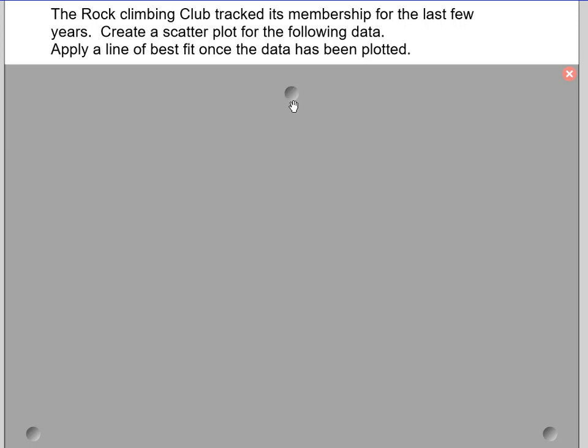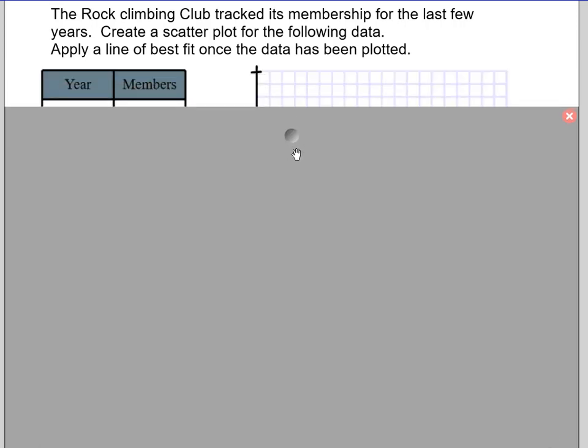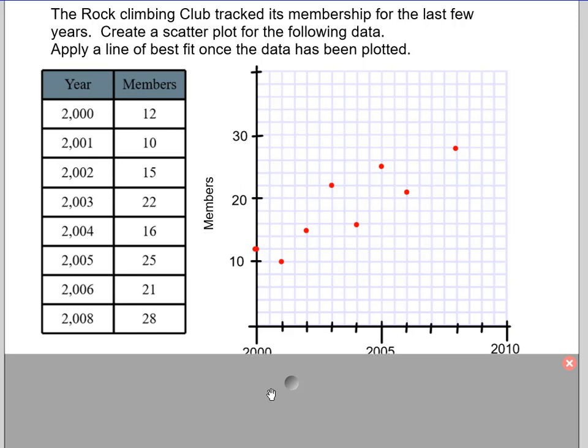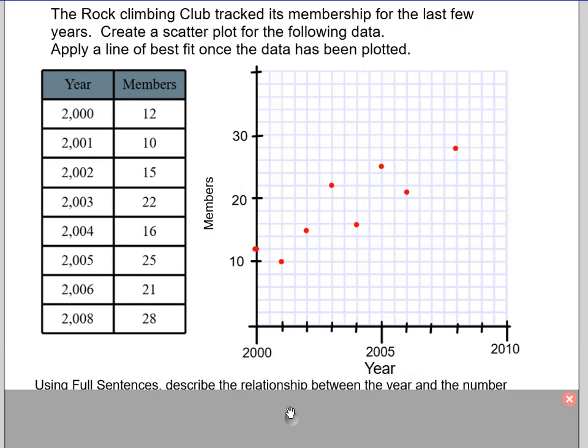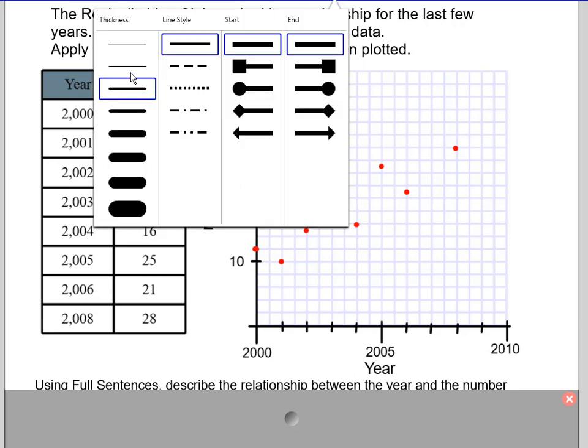Okay, so now the Rock Climbing Club tracked its membership for the last few years. Create a scatter plot, apply a line of best fit. Alright, so there's the data. Here is my scatter plot, and it's not quite as clear. This one's a little rougher. It's a little harder to work with, and this happens sometimes. Depending how you set up your picture, your data can be spread out quite a bit, and you just do the best you can. Quite literally, that's all you can do.